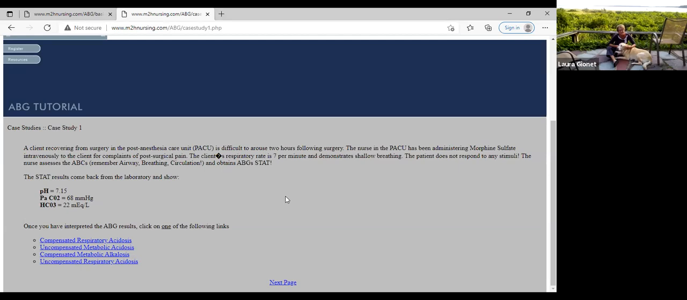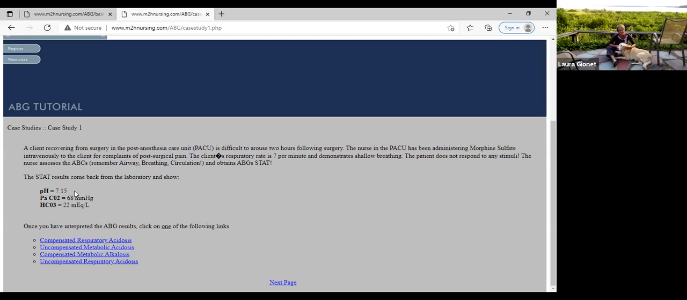So in your head, you go, okay, if I have a lower respiratory rate, my respiration is decreased, and what's happening to my carbon dioxide level? Is it building up, increasing, or decreasing in the blood? Well, if you're hypoventilating, we said that increases carbon dioxide levels. We increase carbon dioxide, we increase hydrogen ions, we decrease pH. Boom. That's what they're trying to help you connect to. The person not only has 7 respirations per minute but shallow breathing as well. The patient does not respond to any stimuli. The nurse assesses the ABCs and obtains an ABG stat. So it's already giving you a hint of the direction you're going.